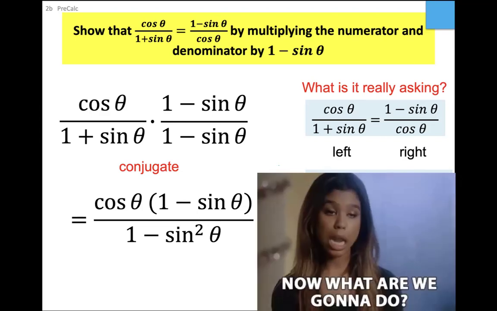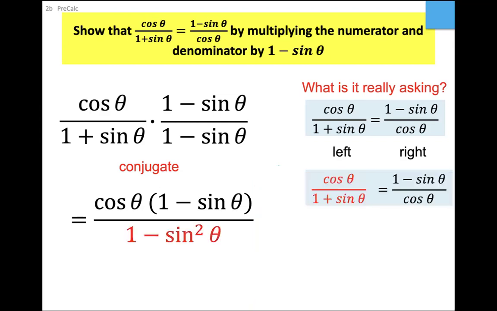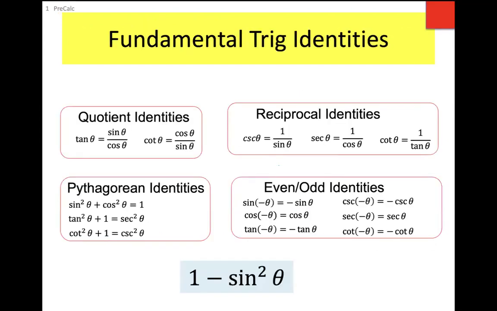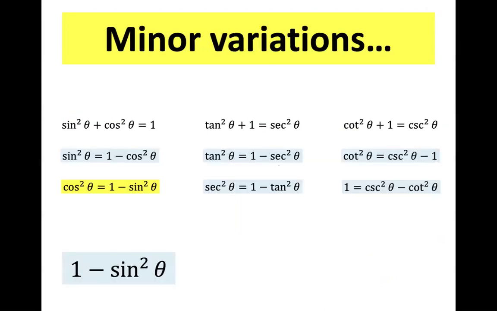Okay, now what? What are we going to do now? Well, it turns out that 1 minus sine squared theta should be sending your antennas a-twitching. That's something that we've seen before as an identity. Remember the second part of that, to simplify, rewrite in hopes of something is 1. Well, I don't have a 1, but if we look at the Pythagorean identities, do you see it? Look at that one right there. If we move the sine squared theta to the other side by subtracting, that would equal cosine squared theta. Well, that's simpler. So 1 minus sine squared theta is equal to cosine squared theta.